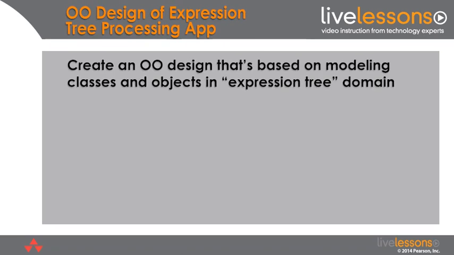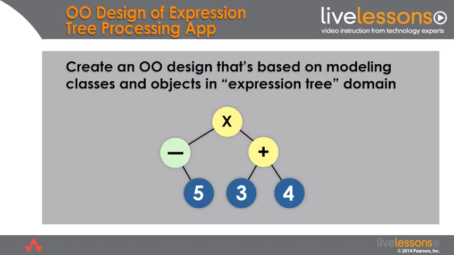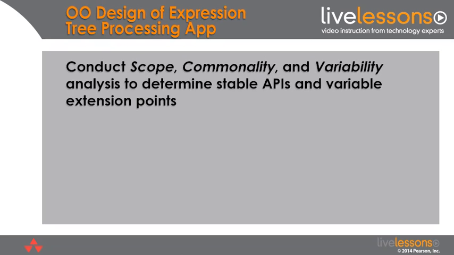We're now going to go ahead and present an object-oriented design for our expression tree processing app. To do this, we're going to create the design that's based on modeling classes and objects in the domain of expression trees. In order to do that, we're going to apply scope, commonality, and variability analysis to determine the stable application programming interfaces, or APIs, as well as the variable extension points.